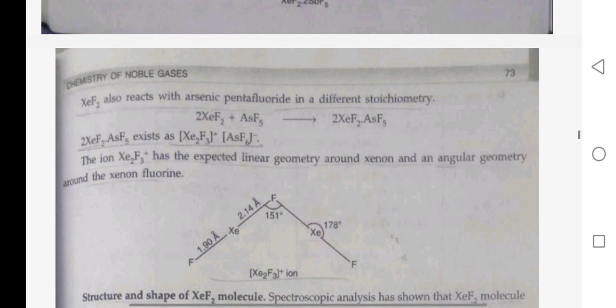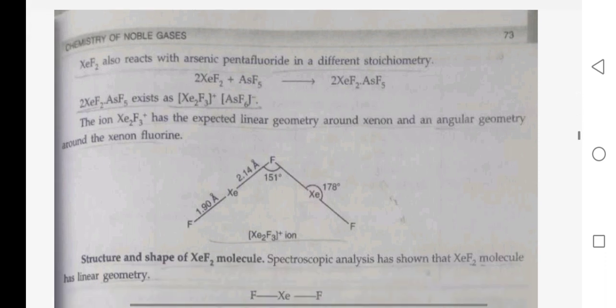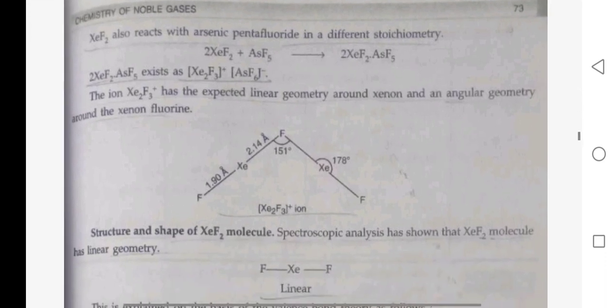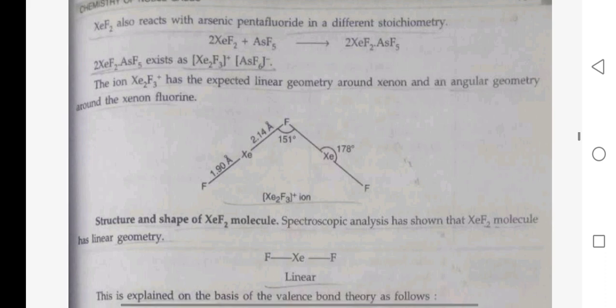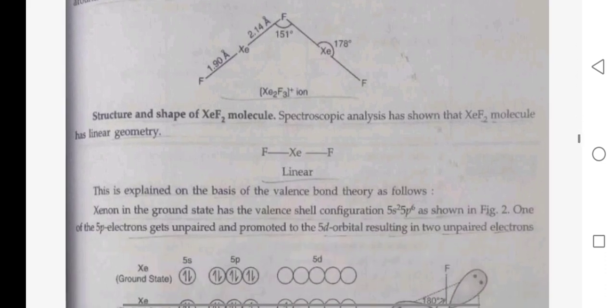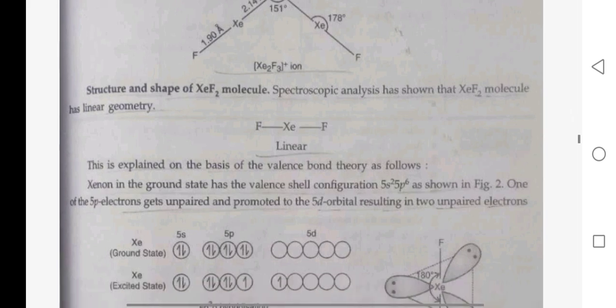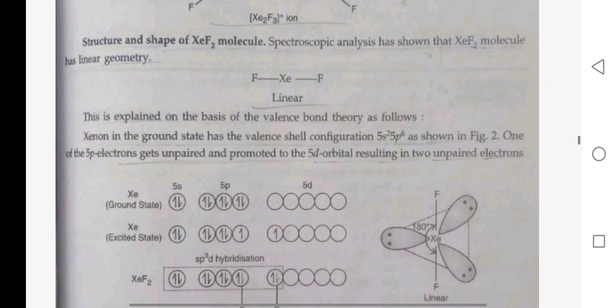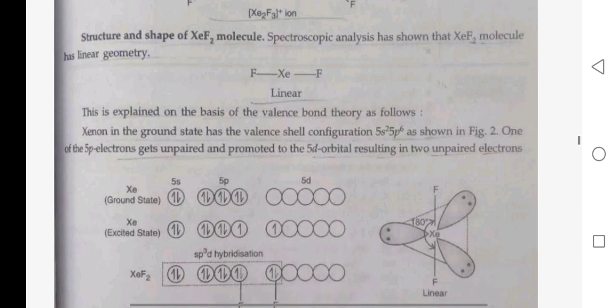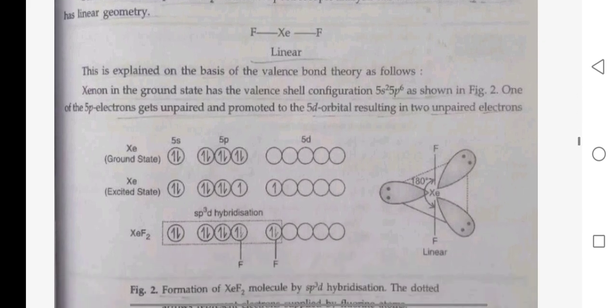XeF2 also reacts with arsenic pentafluoride in a different stoichiometry. The ionic Xe2F3+ has the expected linear geometry around xenon and an angular geometry around the bridging fluorine. Structure or shape of the XeF2 molecule: spectroscopic analysis has shown that the xenon difluoride molecule has a linear geometry. This is explained on the basis of valence bond theory as follows.